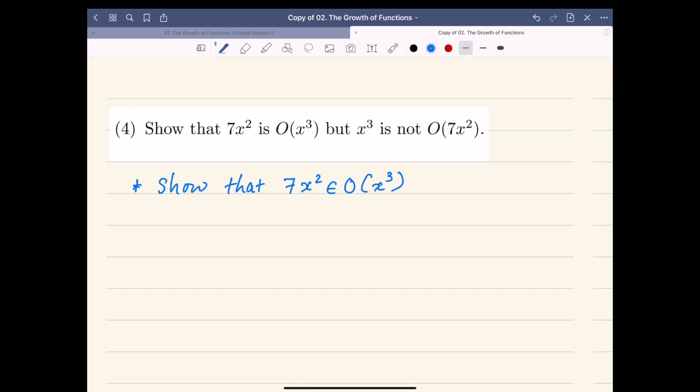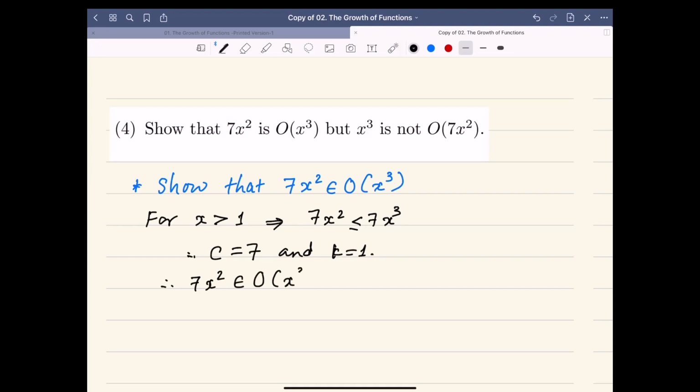So when we write, so for x greater than or equal to 1, we can just say simply greater than. You know that 7x squared is less than or equal to 7x raised to power 3. So this is the value of c. So we say that c is equal to 7 and k is equal to 1. So therefore 7x squared belongs to big O of x raised to power 3.